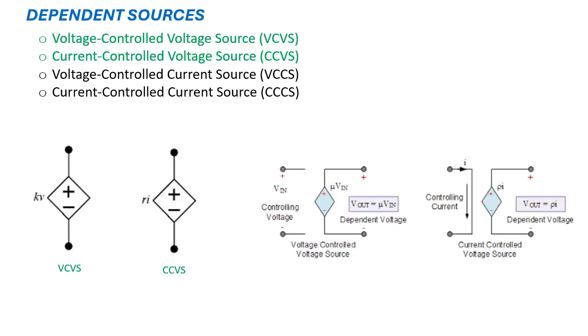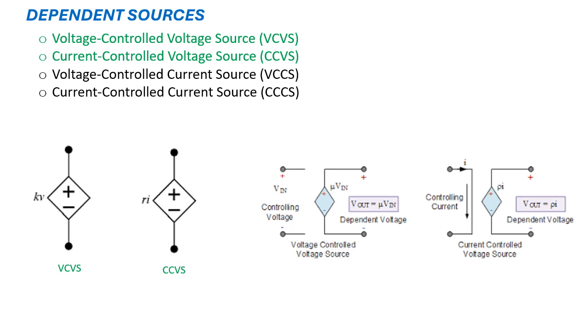Now let's consider the first two dependent sources, the ones highlighted in green on your screens. These are voltage controlled voltage source, or VCVS, and current controlled voltage source, or CCVS. Apparently, both sources are voltage sources, meaning their outputs are in terms of volts, say 100 volts, 200 volts, 220 volts, 400 volts, or perhaps 1000 volts. They differ, however, in the parameters that control their output voltage.